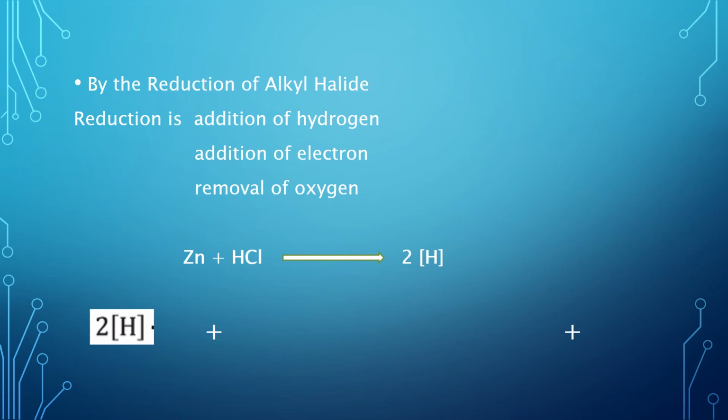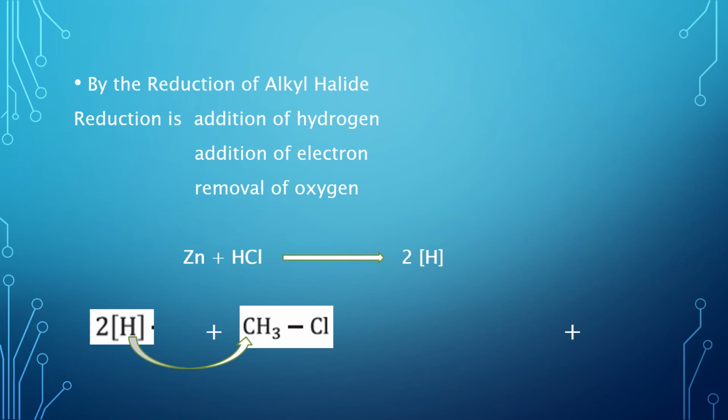So the nascent hydrogen that is produced from the reaction of zinc and hydrogen chloride will react with the alkyl halide. In an alkyl halide, an alkyl radical is attached to a halogen atom, as you can see in the example here, methyl chloride. This nascent hydrogen is unstable, and as soon as it is formed, it will react with the methyl chloride, and this hydrogen will be added to this carbon atom.